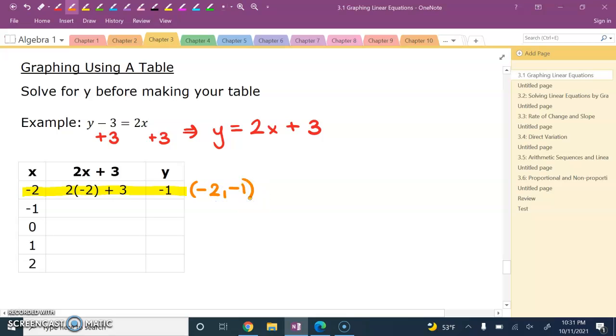Now I can continue to find other points by putting in other values for x. For example, I could take 2 times -1 and then add 3 to it, and that would leave me with 1. So this next point would be -1, 1. And I could continue to fill out this chart by putting in a 0, 1, and a 2.